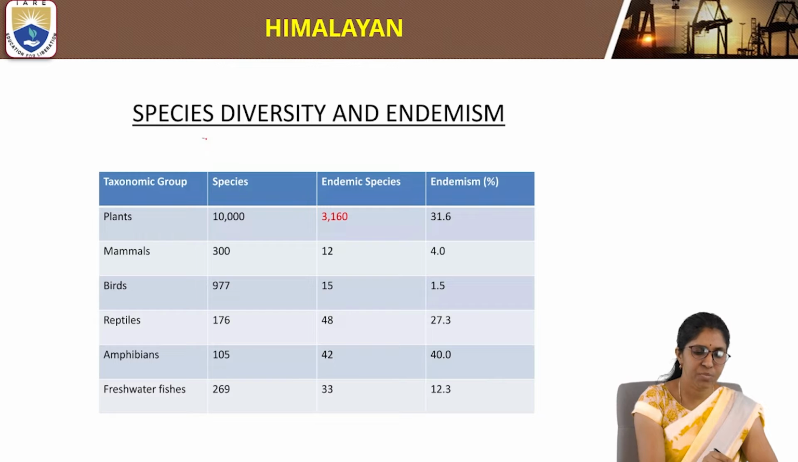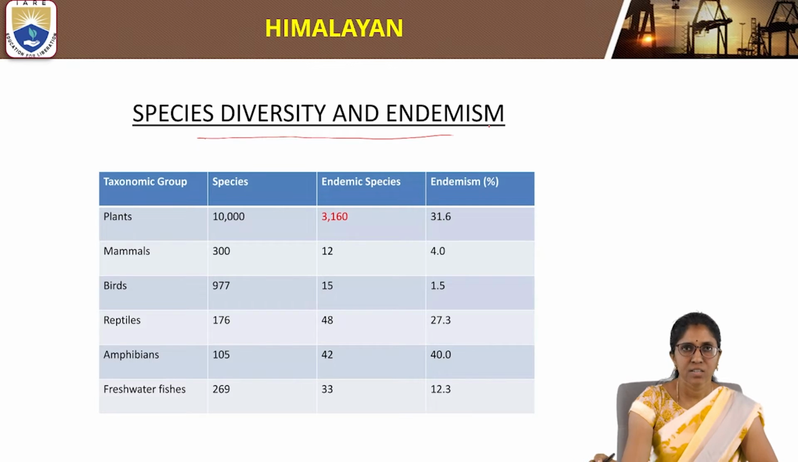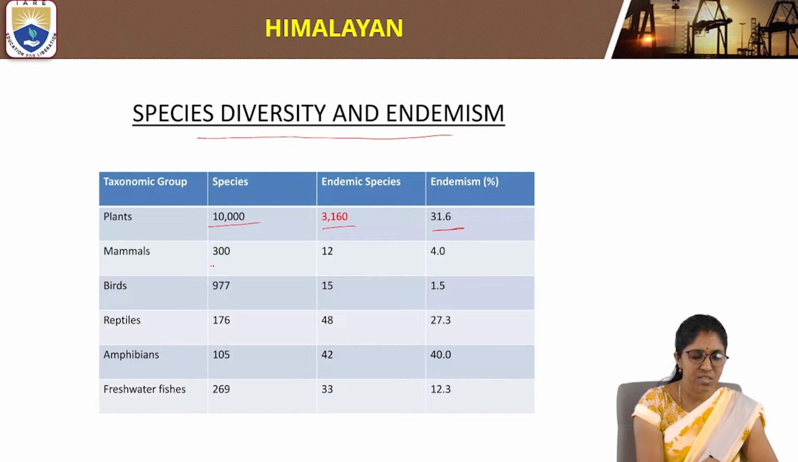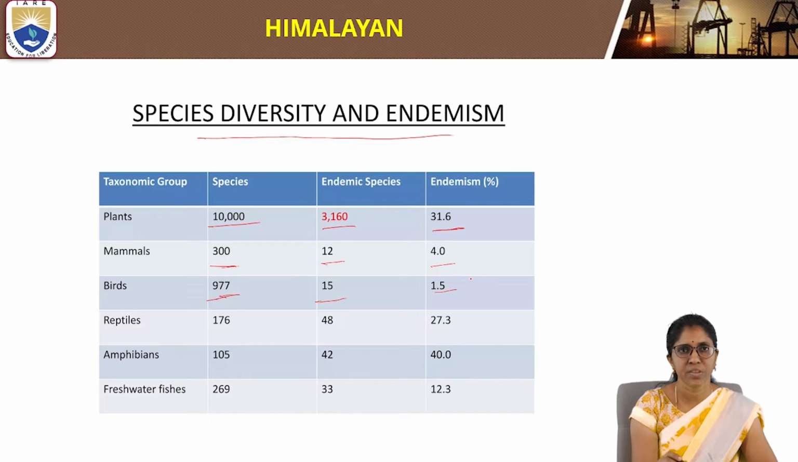So this is the table of species diversity and endemism in the Himalaya. Plants, 10,000 species are there, and endemic species are 3,160. Endemism percentage is 31.6%. Mammals, 300 species are there and endemic species are 12, and endemism is 4.4%. Birds, 977 species and 15 endemic species, and 1.5% endemism. Reptiles have 176 species and 48 endemic species, and 27 percent endemism.